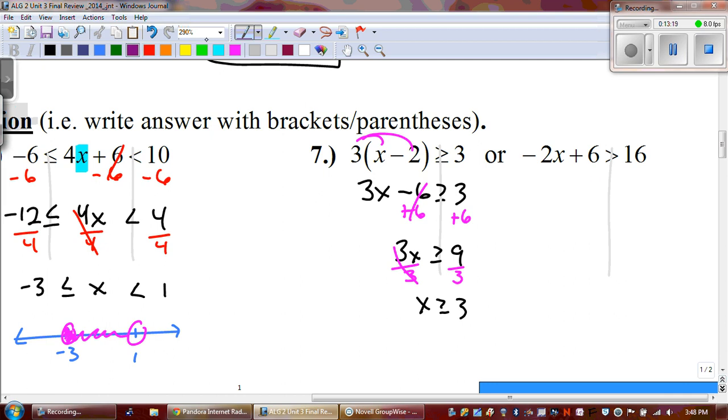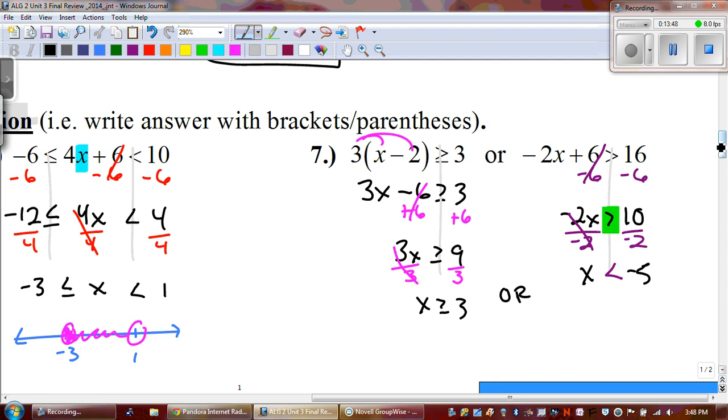Now on the right side, we're going to subtract 6 from both sides. And we get negative 2x is greater than 10. And to get the x by itself, we have to divide by negative 2. In case you forgot, anytime you multiply or divide in an inequality, we have to flip that sign. Okay? So x is less than negative 5.